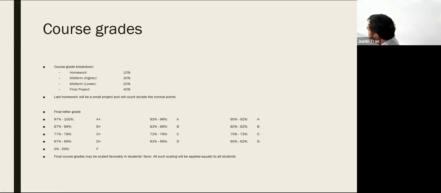Okay. The final project is going to be worth 40%. And collectively, both midterm exams are going to be worth 50% of your grade. If you'll notice here, I broke it down. One midterm exam is going to be worth 30% of your grade, and the other midterm exam is going to be worth 20%. Okay.